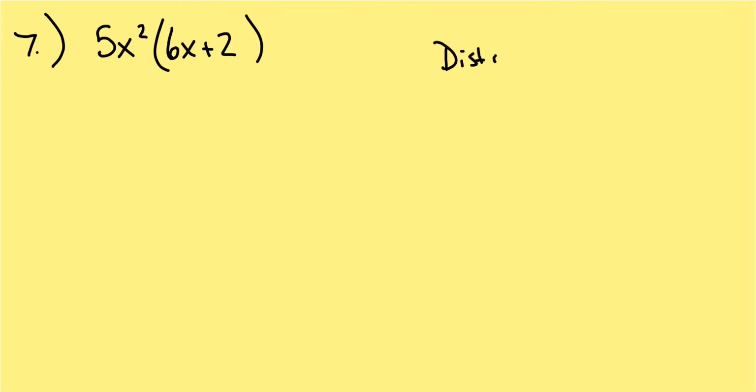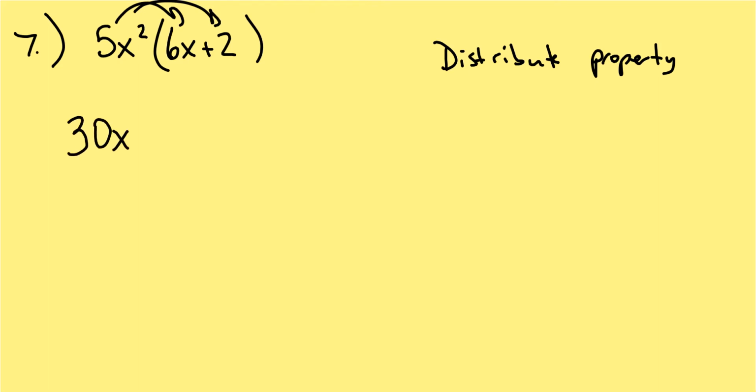This is the distributive property, or the pizza delivery guy. 5x squared can drop off pizza at 6x's and 2's house. I'm going to have 30x cubed plus 10x squared. Done.